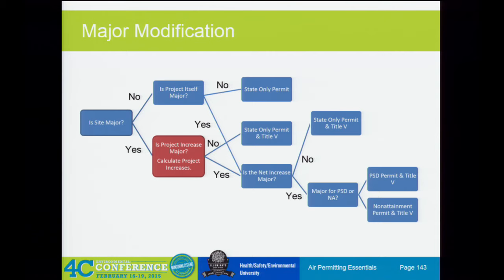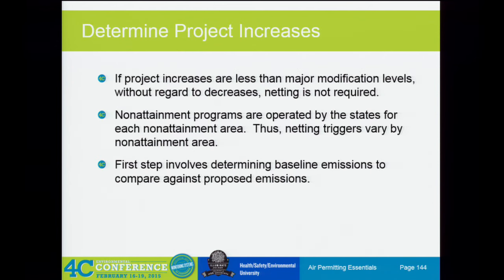So now we're going to take a look at PSD. Is the site major? We're greater than 100 tons, so we're a major source. Now, is the project increase major? To determine project increases for PSD applicability, if the project increases are less than the major modification levels without regard to decreases, the second step in determining our increases, which is referred to as netting, is not required. If we are less than the major modification levels on our project, we don't trigger PSD permitting.